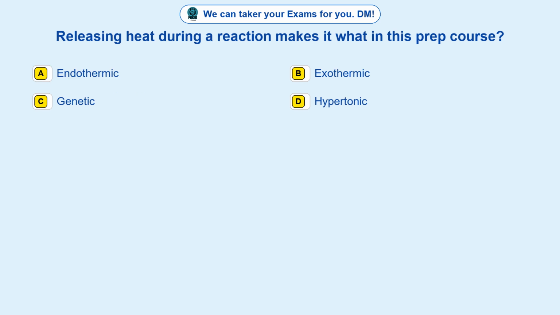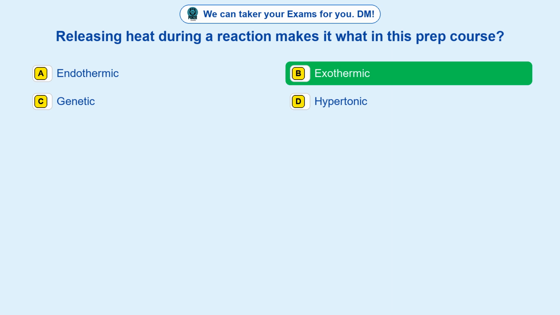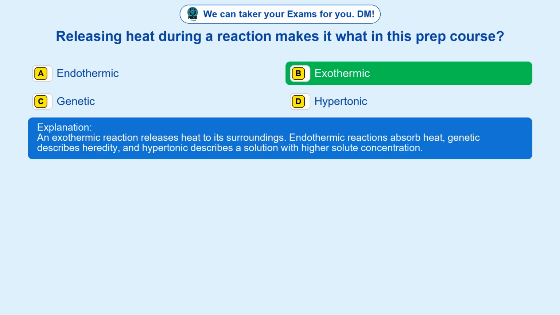Question 46. Releasing heat during a reaction makes it what in this prep course? Option A, endothermic. Option B, exothermic. Option C, genetic. Option D, hypertonic. The correct answer is option B, exothermic. An exothermic reaction releases heat to its surroundings.